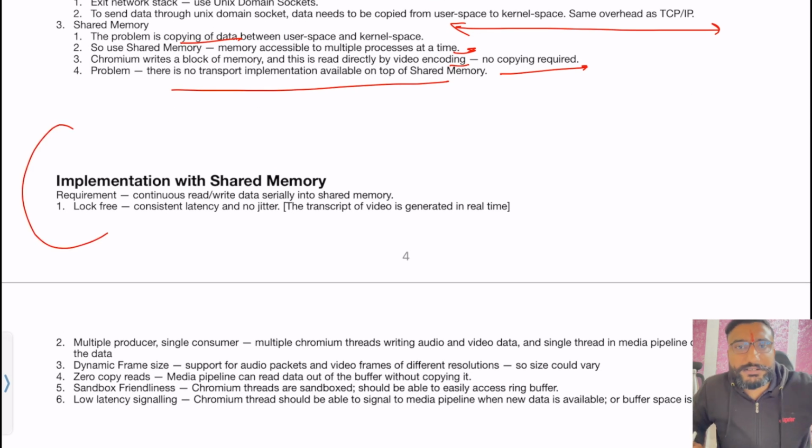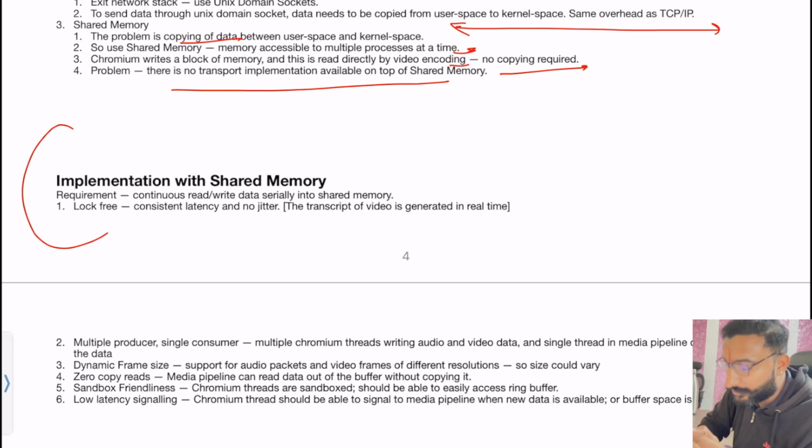So how is it implemented? Let's discuss how it's implemented. But before that, we have to understand what our requirements and use cases are. Before designing a solution, you have to come up with the requirements, that these are my requirements, and for these requirements, this is the solution. So what are the requirements?